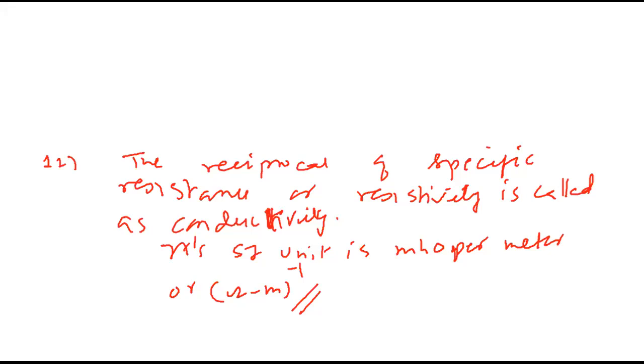Done. Show the variation of resistivity of Si. What is Si? Si means which material? Silicon. Silicon means it is a semiconductor?